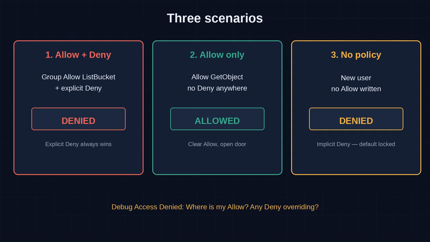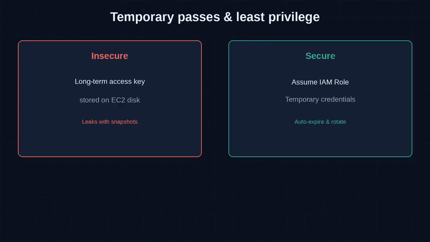Hold that mental model, it will save you hours. Return to the EC2 instance that needs one object from S3. The insecure path stores a long-term access key on the instance. The secure path attaches a role. The instance assumes that role, receives temporary credentials, reads the object, and those credentials expire. No permanent key to leak from a disk image.